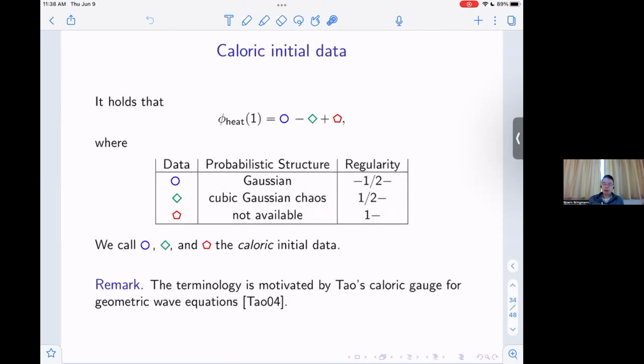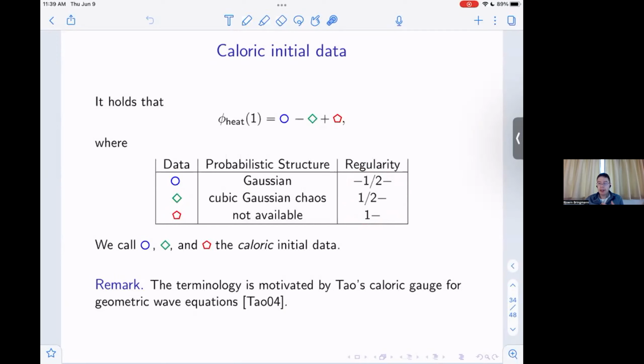Now, let me maybe explain where these colors and different shapes come from. Because of the different regularities that we mentioned here, you should view this blue data as consisting of high frequencies, and this green data as consisting of medium frequencies, and this red data consists of low frequencies. And these colors just correspond to the corresponding colors in the visible spectrum of light, right? So high frequencies are typically blue, medium frequencies are green, and low frequencies are red. And this is a kind of terminology that's sometimes used in harmonic analysis that I like very much.